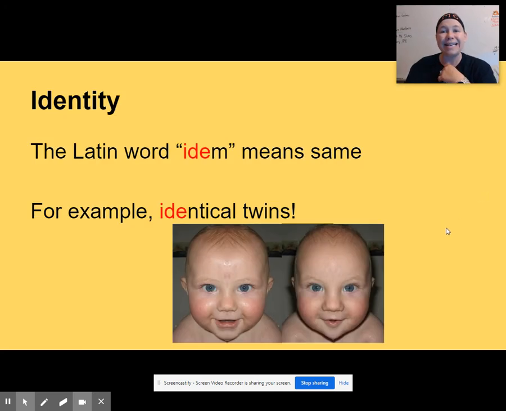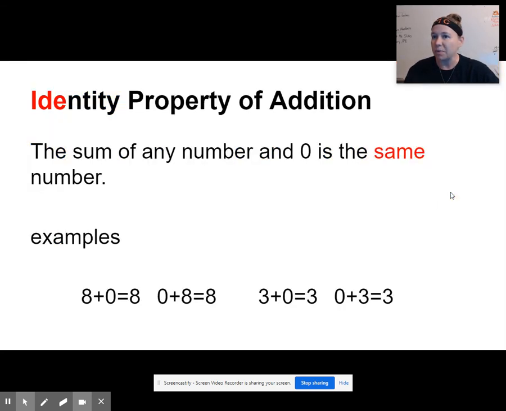Then the word identity. We have the identity property. The Latin word idem means same. So for example, identical twins. They're the same, right? Okay, so remember that when we get to the identity property of addition, the sum of any number and 0 is the same number. So the identity property of addition deals with adding a 0. So 8 plus 0 equals 8, and 3 plus 0 equals 3.